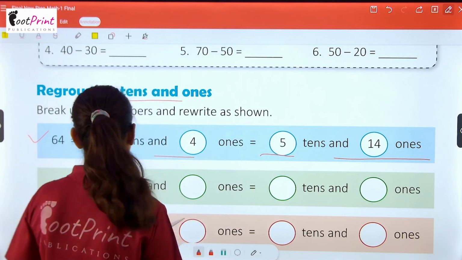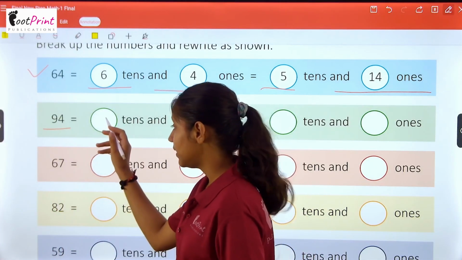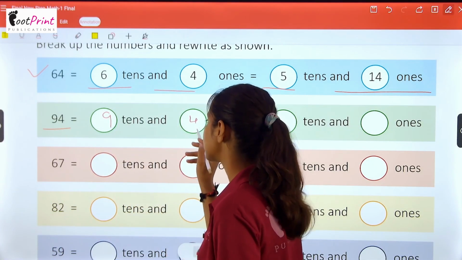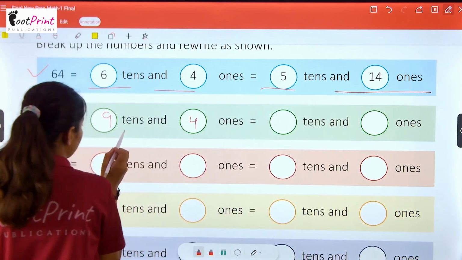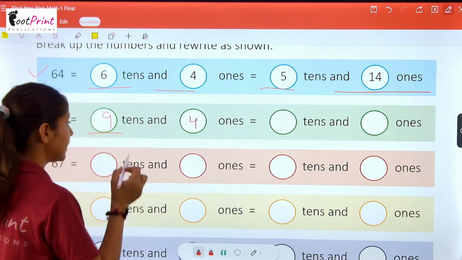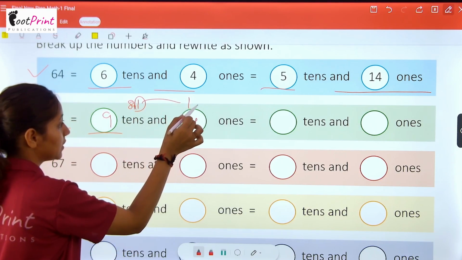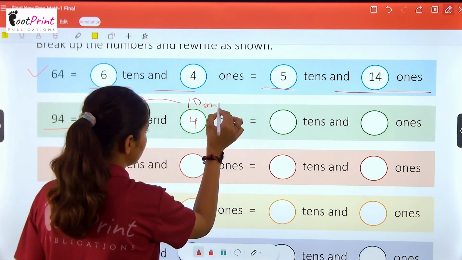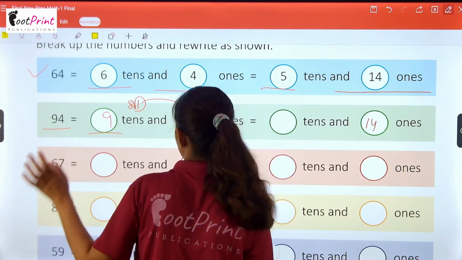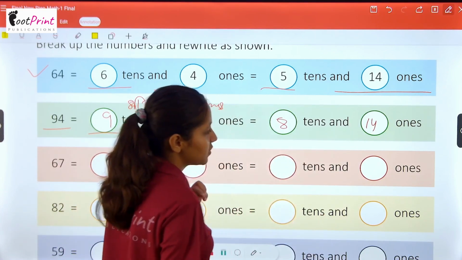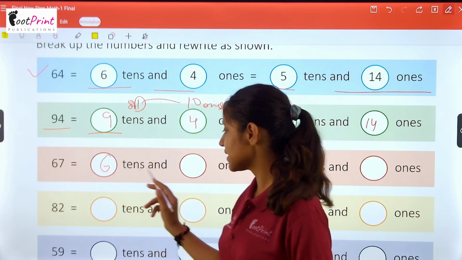Okay, see how. 94 were there. That means 94 means 9 tens and 4 ones. Now what we can do here for regrouping, 9 tens can be 8 tens plus 1 ten. Now this 1 ten will go here at the ones place and it will become 10 ones. 10 ones plus 4 ones, that is 14 ones. And we were left with 8 tens. So 8 tens and 14 ones were the answer of this question. Now 67, that is 6 tens, 7 ones.